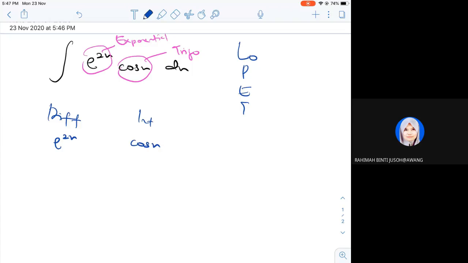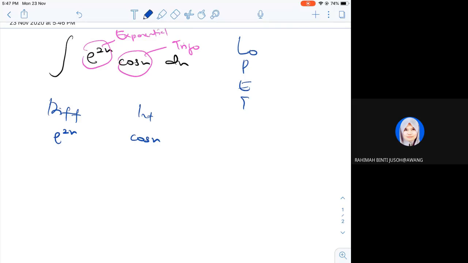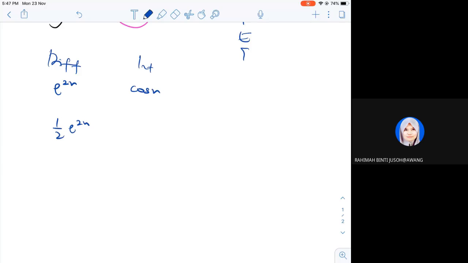Okay, so for this step, if we differentiate exponent 2x, we will get 2 exponent 2x, right? And then if we differentiate again, we will get 4 exponent 2x. Isn't it? Yes.